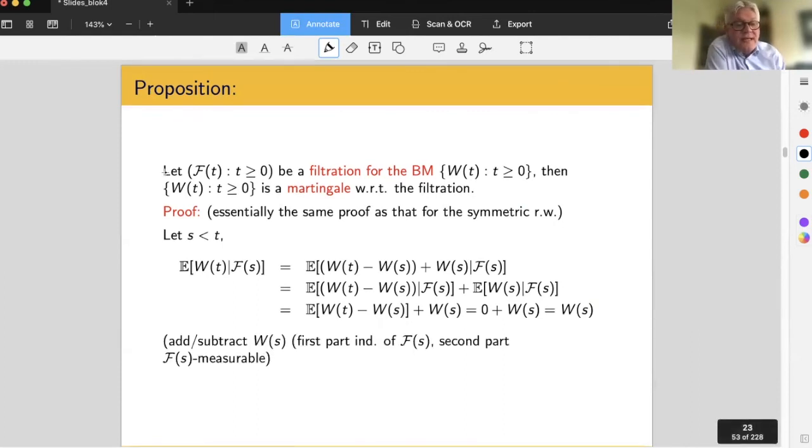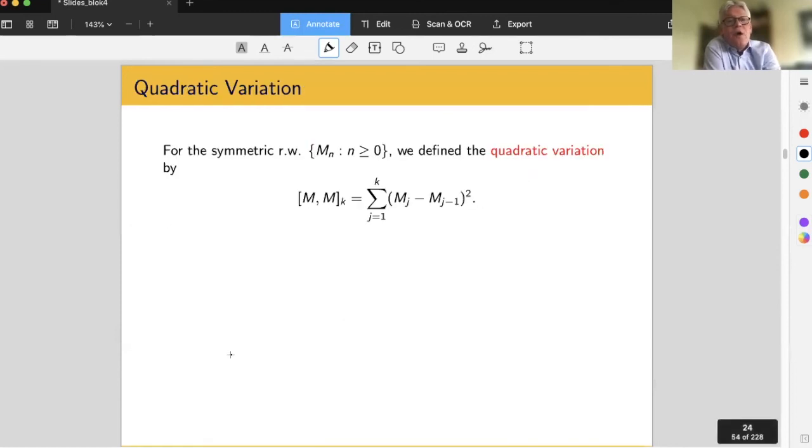The tricks we did are tricks we often repeat. We add and subtract W_s. The first part is independent of F_s. The second part is F_s measurable. All right, that's it for now, and next time I will start with the quadratic variation of this process.